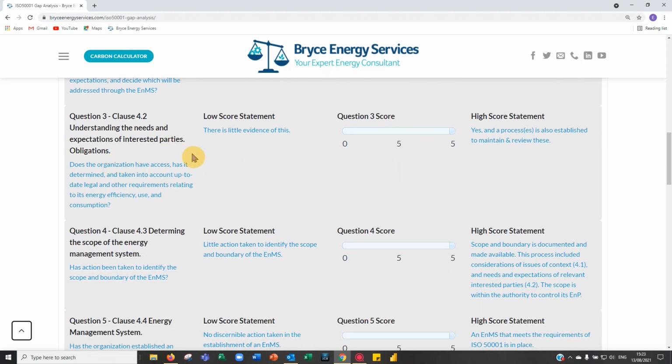4.2, obligations. Does the organization have access? Has it determined and taken into account up-to-date legal and other requirements relating to energy efficiency, use, and consumption? Low score, little evidence of this. High score, yes, and a process or processes is also established to maintain and review these. So an important part of all ISO is that you are addressing your obligations, in particular your legal obligations, through the ISO.